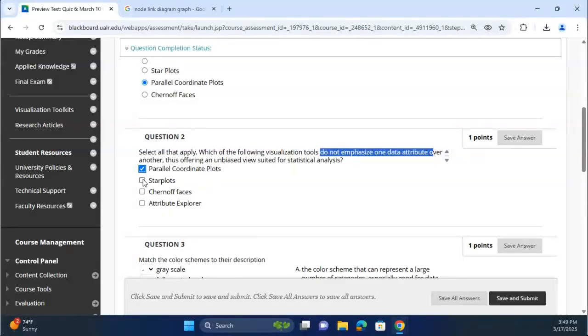Parallel coordinate plots and star plots tend not to emphasize, and I think Attribute Explorer doesn't do it as well. So really the only one, I could have asked the same question, the opposite would have been a single choice.